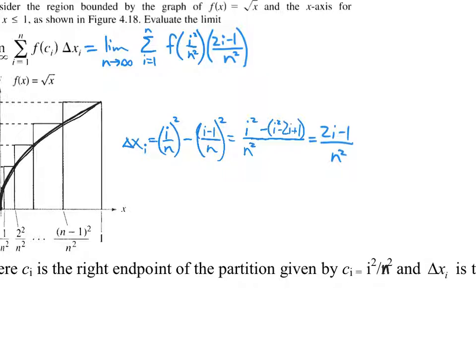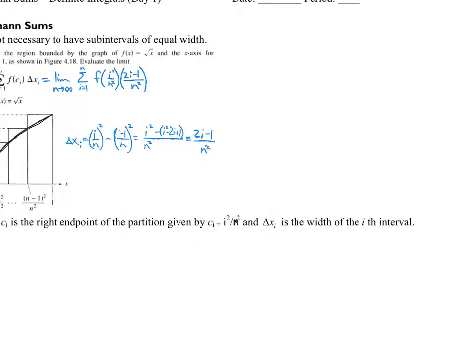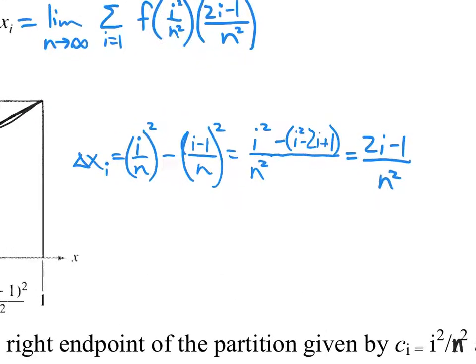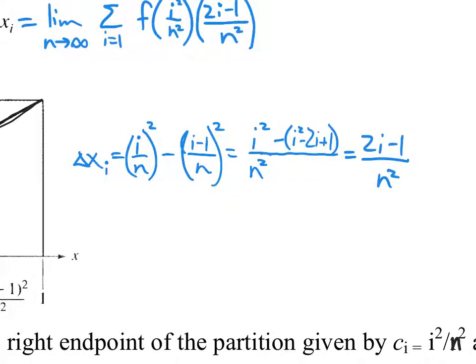Does that make sense? Everyone with me so far? Will the width always be 2i minus 1 over n squared? For this example, c sub i is i squared over n squared. We were given that. Delta x sub i is the width of the ith subinterval, so we get it by subtracting the two, c sub i minus c sub i minus 1, you can say.